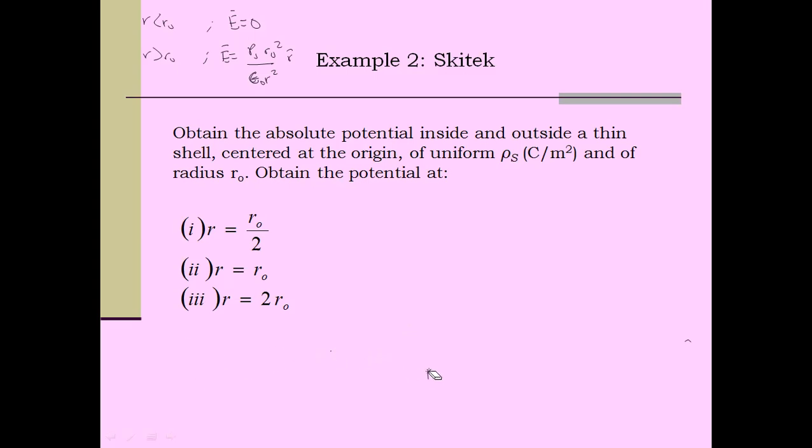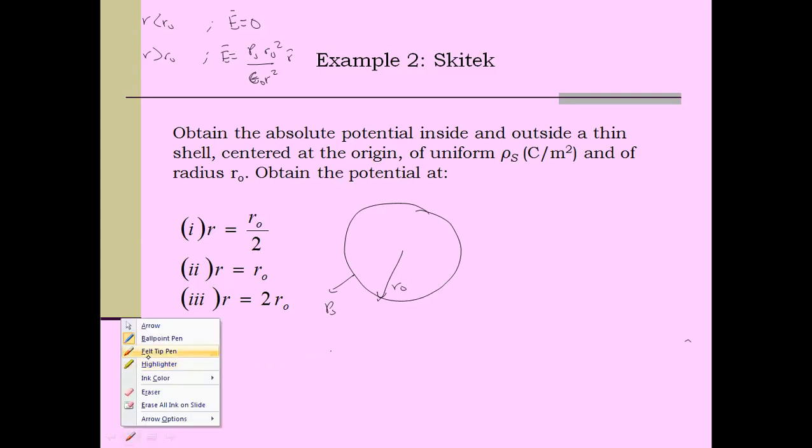Right, so let's proceed with the first position, which is R naught over 2. If I sketch the shell, that's your shell, that's your R naught, and the charge is here, rho s. R naught over 2 is somewhere located here, so I use the red marker. That should be R naught divided by 2, the position inside the sphere structure.